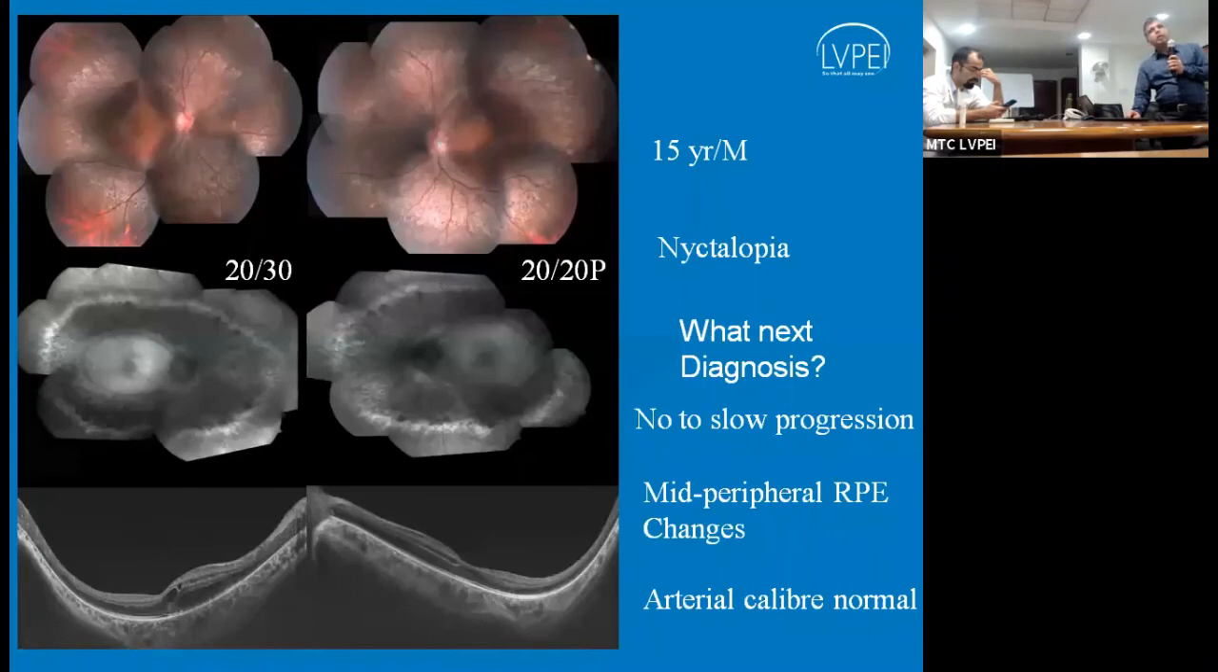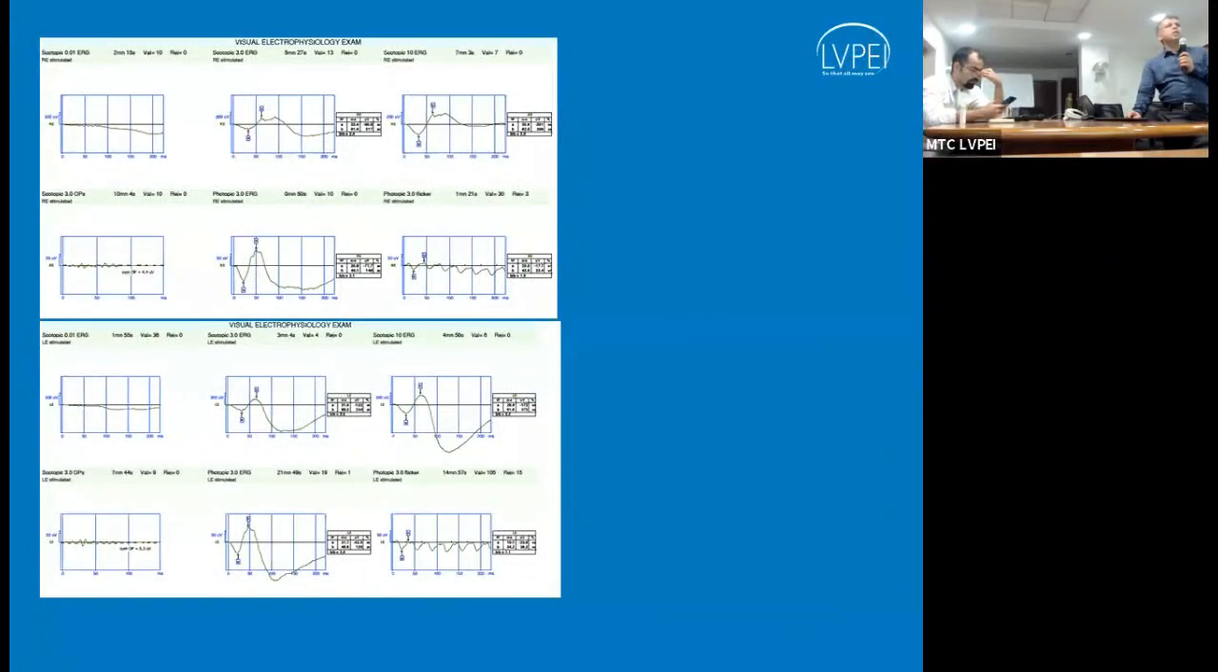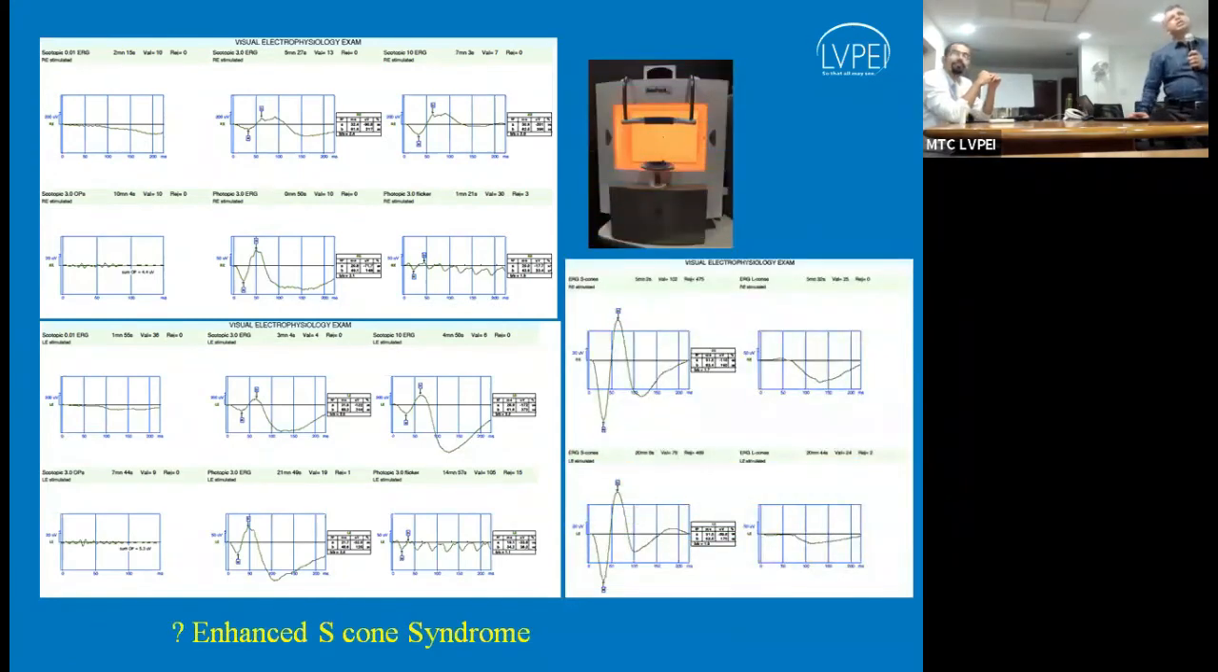Now, the arterial caliber is normal, so what else? This is the ERG. You see, there are reduced scotopic responses. The photopic responses are more or less normal. It is not conclusive of retinitis pigmentosa. But if you look at this ERG carefully, we see that the photopic B wave is supernormal, and the photopic B wave here more or less looks like this scotopic B wave. It's broad and supernormal, and this gives a clue that probably we are dealing with something called enhanced S-cone syndrome, and one should do an enhanced S-cone protocol.